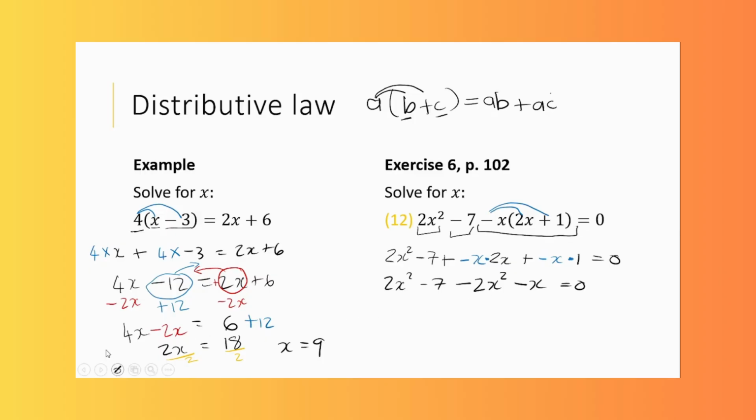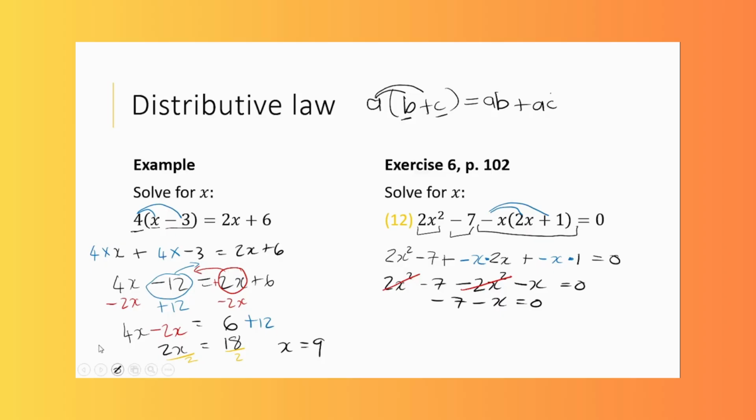So now, of course, in grade 8, we don't really work with squares. We don't work with quadratic equations. So you'll see usually in grade 8, when you see a square somewhere in the equation, the additive inverse will also be there, and we will have 0. So when we take 2x squared minus 2x squared, we have 0. So we're left with minus 7 minus x is 0.